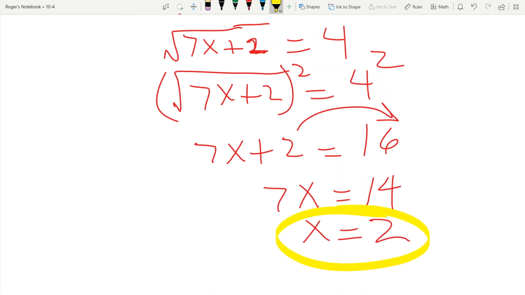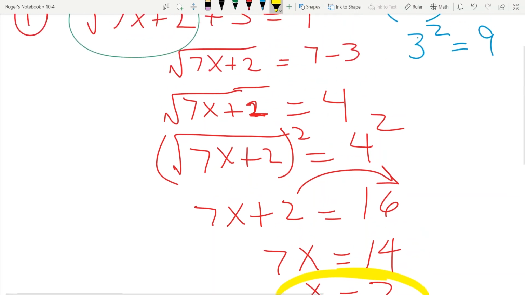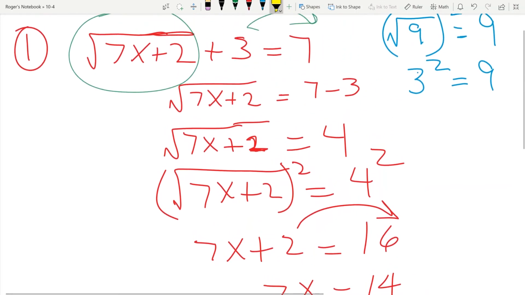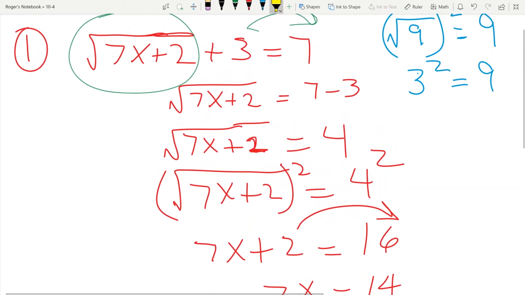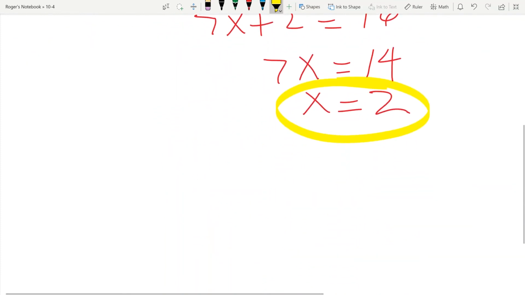X equals 2. Okay. So what did we learn in this little problem? We learned that you isolate the term that involves your variable, just like we always do. But in this case, it is a radical. So isolate that radical on one side of the equation, move all your constants to the other side, square both sides to eliminate the radical, and then solve for x. Pretty straightforward. Let's do another one.